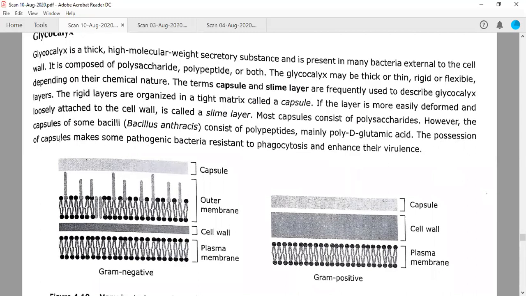So the possession of a capsule makes some pathogenic bacteria resistant to phagocytosis and enhances their virulence. The last line is very, very important actually. The possession of a capsule makes some pathogenic bacteria resistant to which? Phagocytosis. Now, who is going to do this phagocytosis? We have two types of cells in our body. One is called macrophages, one is called neutrophils.